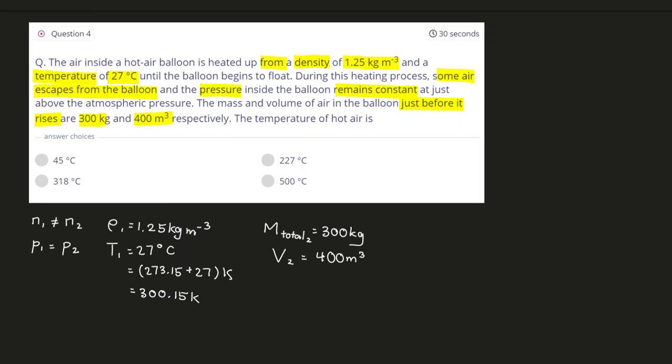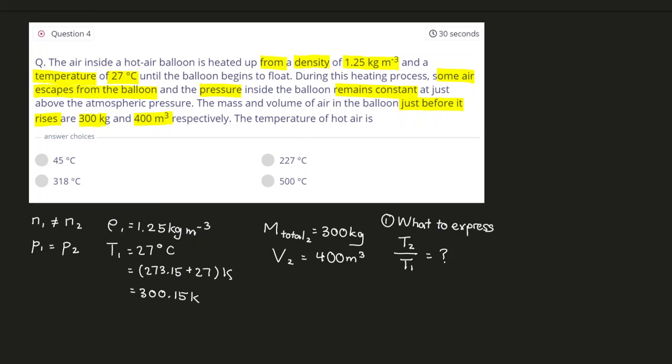Now they ask for the temperature of the hot air. If they ask for the temperature of the hot air, you can think of it like a ratio question. If you think of it like a ratio question, the first thing is to find what to express. What kind of relationship do you want to express? You are finding the temperature of the hot air. So probably you can find the final temperature over the initial temperature, T2 over T1, equals to what first. Since you know T1 is 300.15 K, you can substitute it in later to get your T2. You can treat it like a comparison question first.